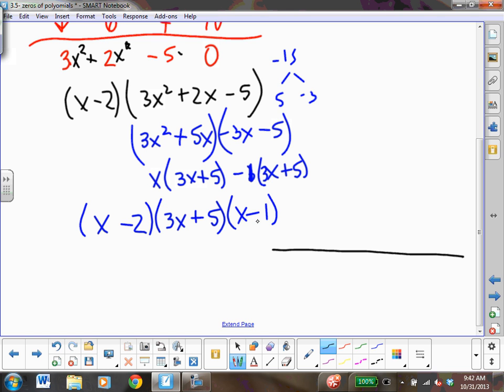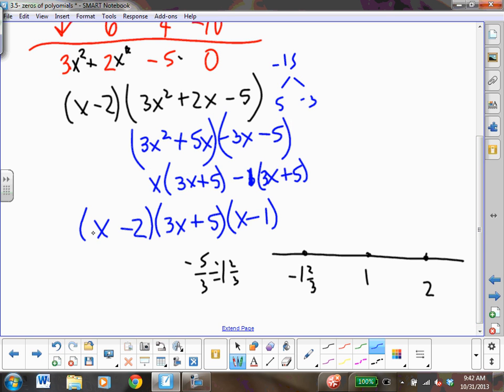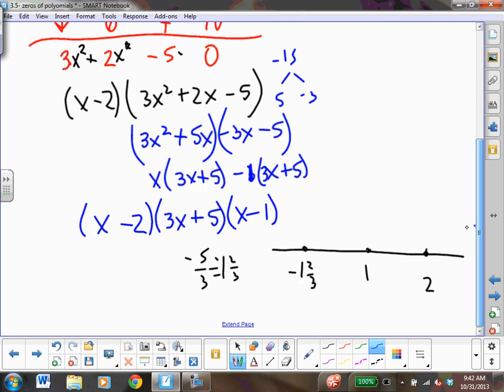My zeros occur at positive 1, positive 2, and negative 5/3, which is the same as negative 1 and 2/3. And let's look at our leading coefficient, which is going to be positive 3. And I know my power to be 3, because I have x times x times x.